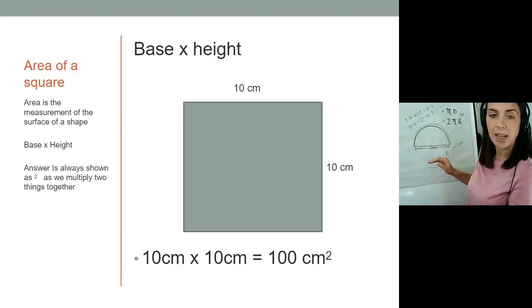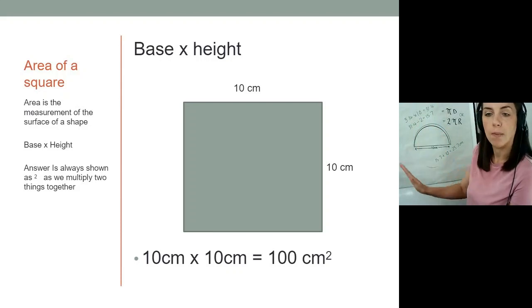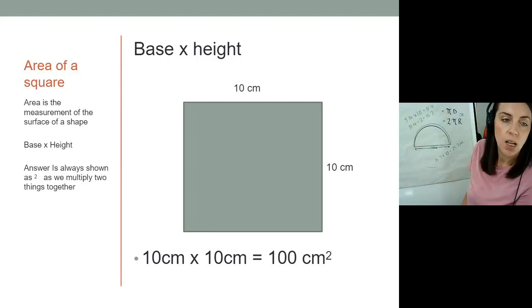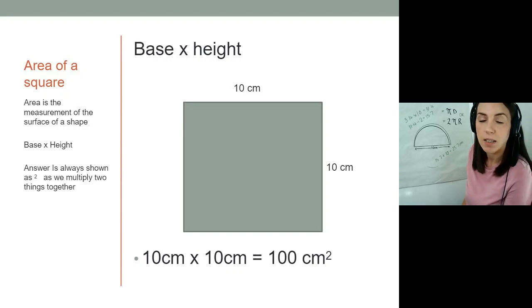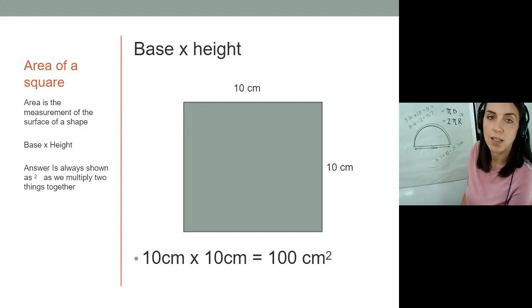So if you were to paint a wall, for example, you'd have to calculate its area to know how much wall needs to be painted. So when we're looking at the area of a square, the formula is base times height, and again, you will need to know that for your exam. It's always shown as squared.